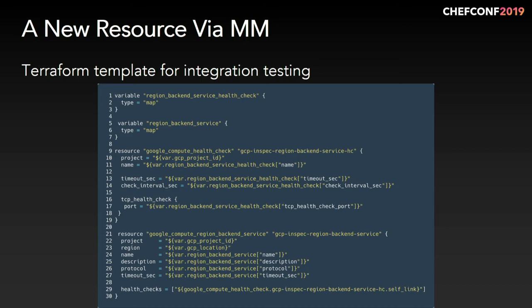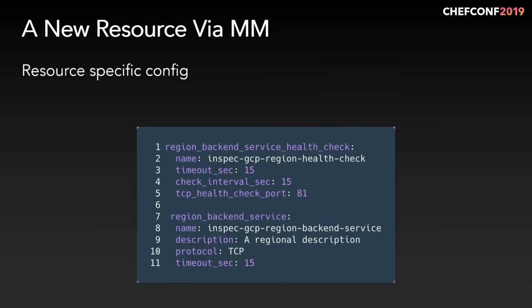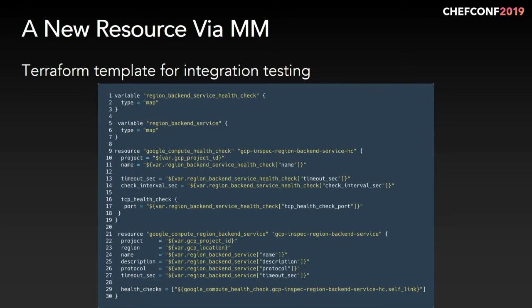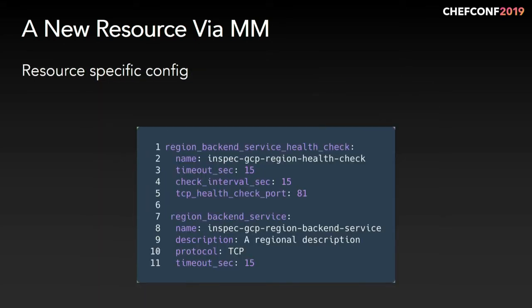30 more lines, so we're up to 52. And then we need resource-specific configs. These variables are used back here to provision the region backend service. They also get filled into the integration test template so that we're actually testing fields on the region backend service. It just pulls it into both places. So another 11 lines. I forgot how to count, but I think that's about 65. And that's it. This is all the code that I had to write.